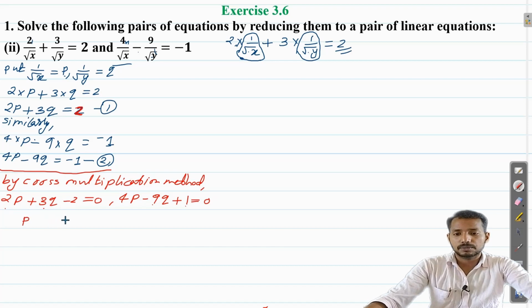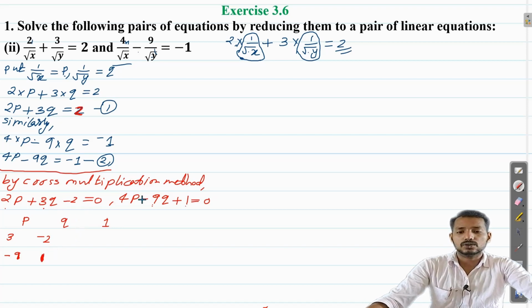So here the variables are p and q, and 1 last. Now b1 is 3 and b2 is minus 9. Minus 9, not q, okay, minus 9. Then after b1, b2, c1, c2. c1 is minus 2 and c2 is 1. After c1, c2, next will come a1, a2, that is a1 is 2, a2 is 4. Then again b1, b2, that is 3, minus 9.